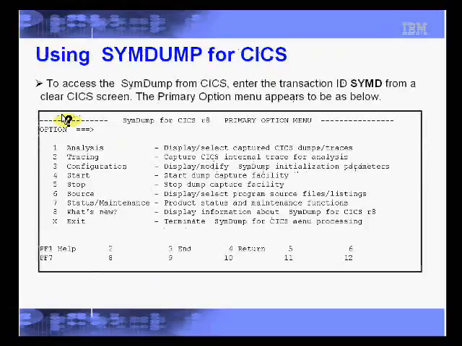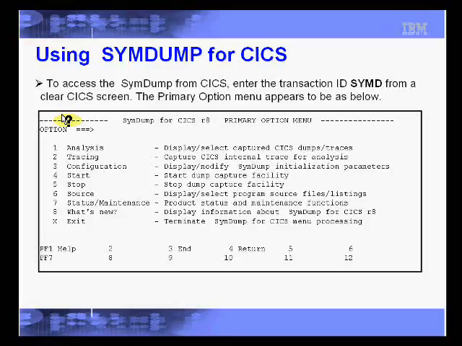Now we'll see how to use SimDump. To access SimDump from Kix, we need to enter a transaction ID SYMD on a clear Kix screen. When you enter this transaction, the primary option menu looks as below. It has various options as shown below. Only some of them are available for application developers. The others are restricted and only used by system programmers.